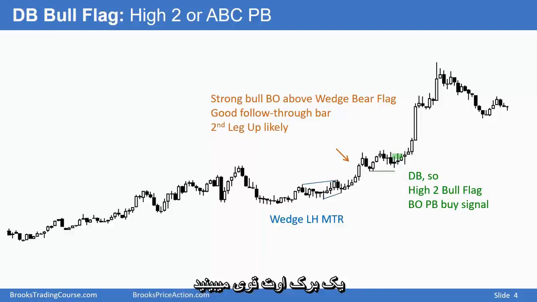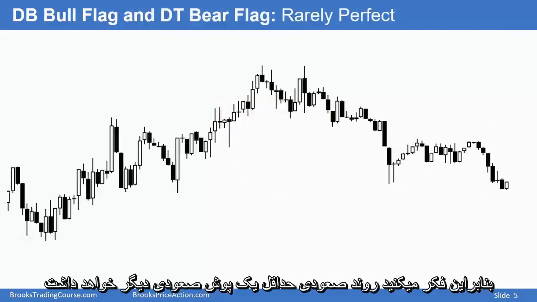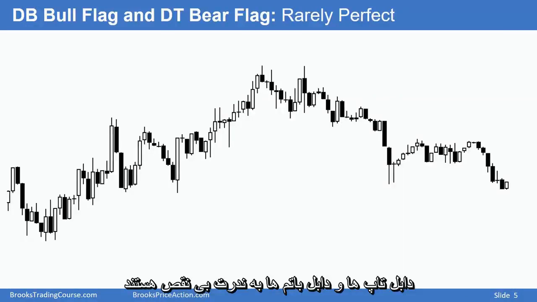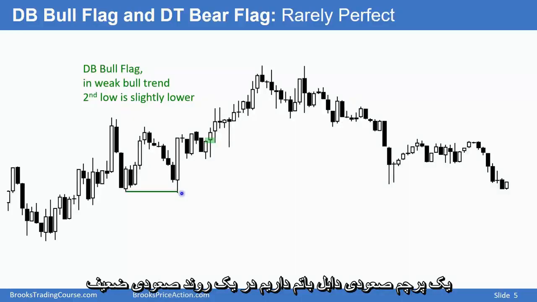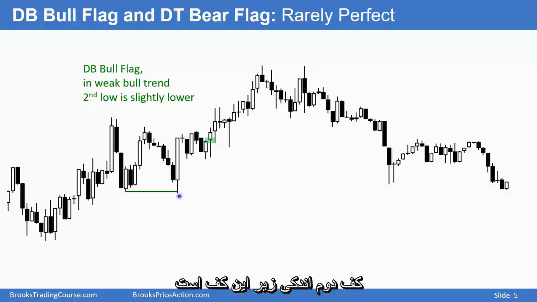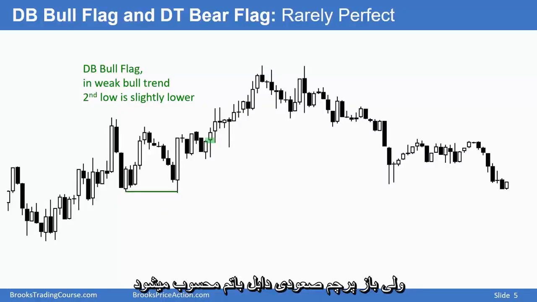You see a strong breakout where you're not expecting a breakout. So you've got to be thinking the bull trend is going to have at least one more push up. Double tops, double bottoms, they're rarely perfect. So we have a double bottom bull flag and a weak bull trend. Second low is slightly below that low, but it's still a double bottom bull flag.